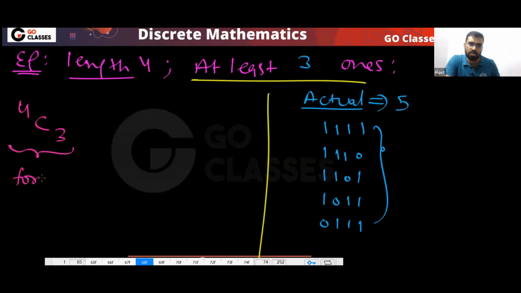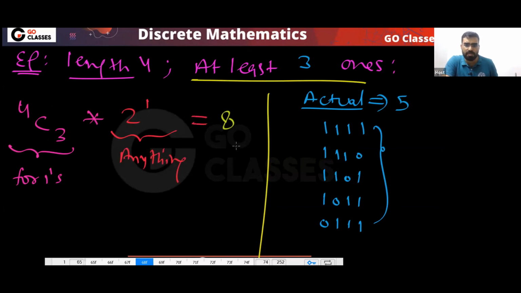ones. You select 3 from 4 for ones. 3 positions you are selecting for ones, and in the remaining position anything can come. What is this answer? This is 8. So can you notice there is overcounting? You are overcounting. Yes or no? This 8 is definitely wrong.